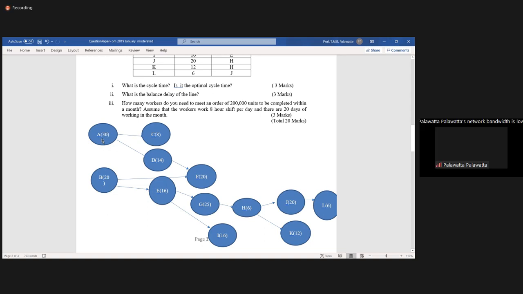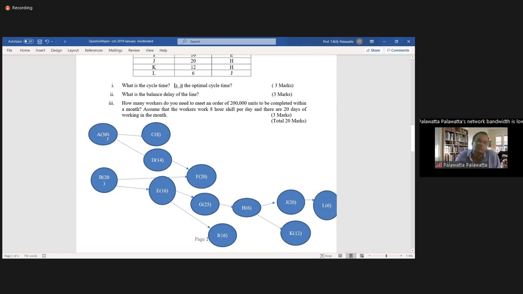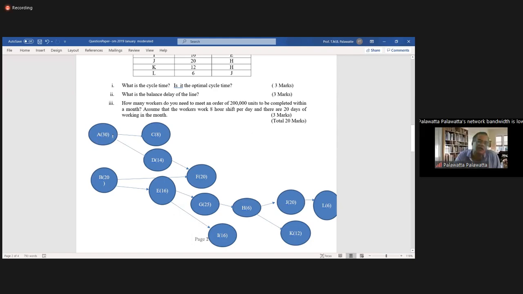No, because this is a task, right? A is a task. It's not a workstation. So a workstation can have a number of tasks. The workstation characteristics: a workstation can perform a number of tasks. It is manned by one person. It can have a number of machines. Okay. You are thinking that these tasks are workstations. Tasks are not workstations, but a workstation can have a number of tasks.